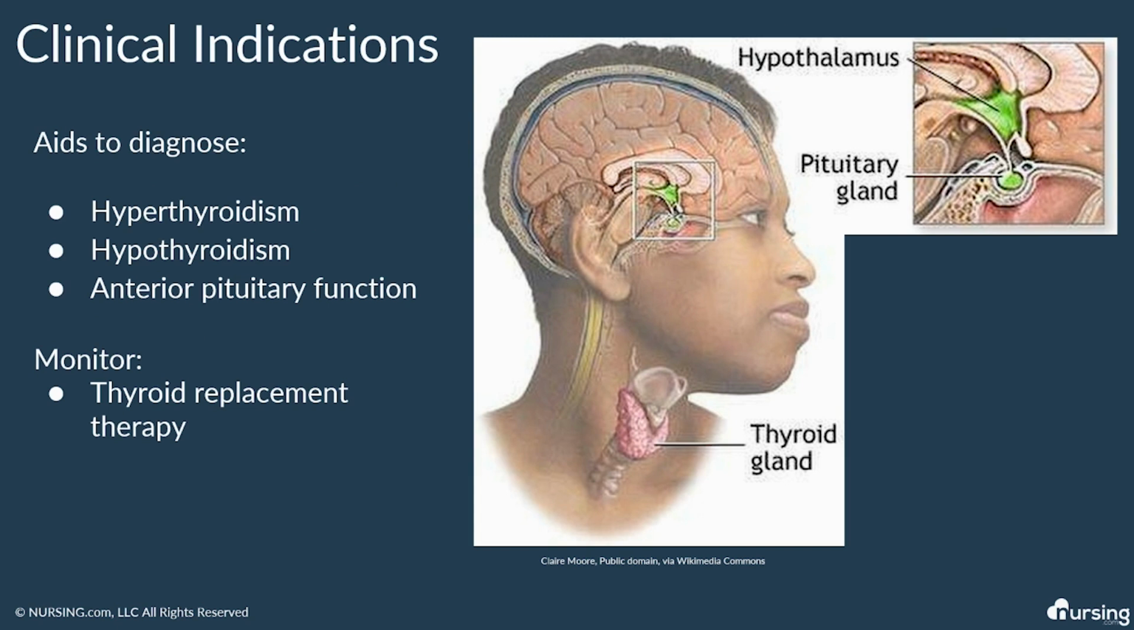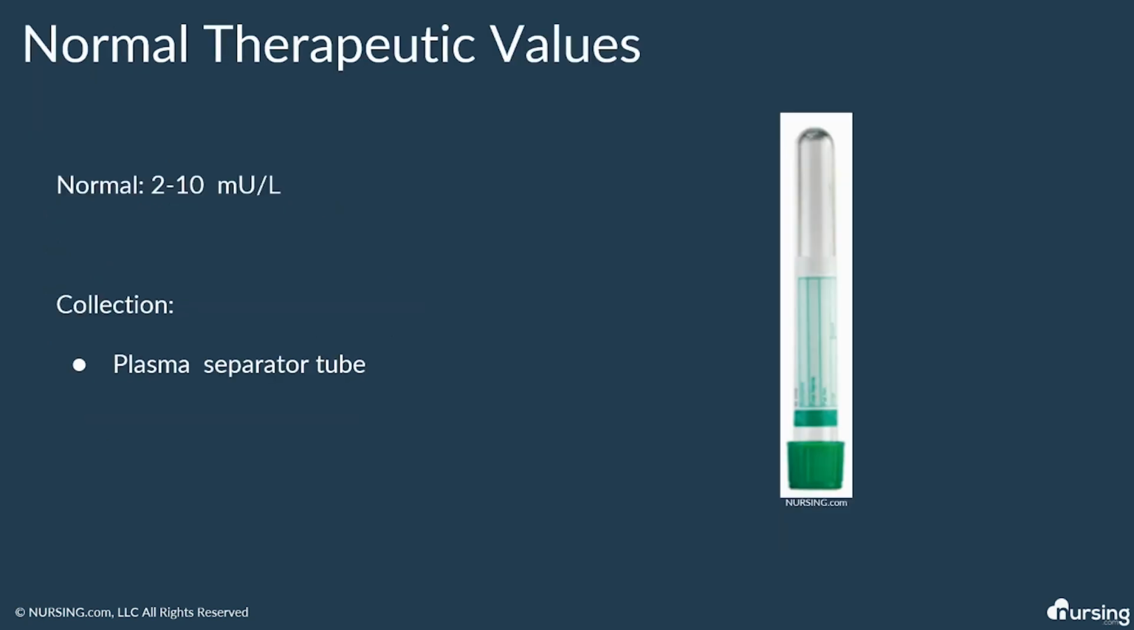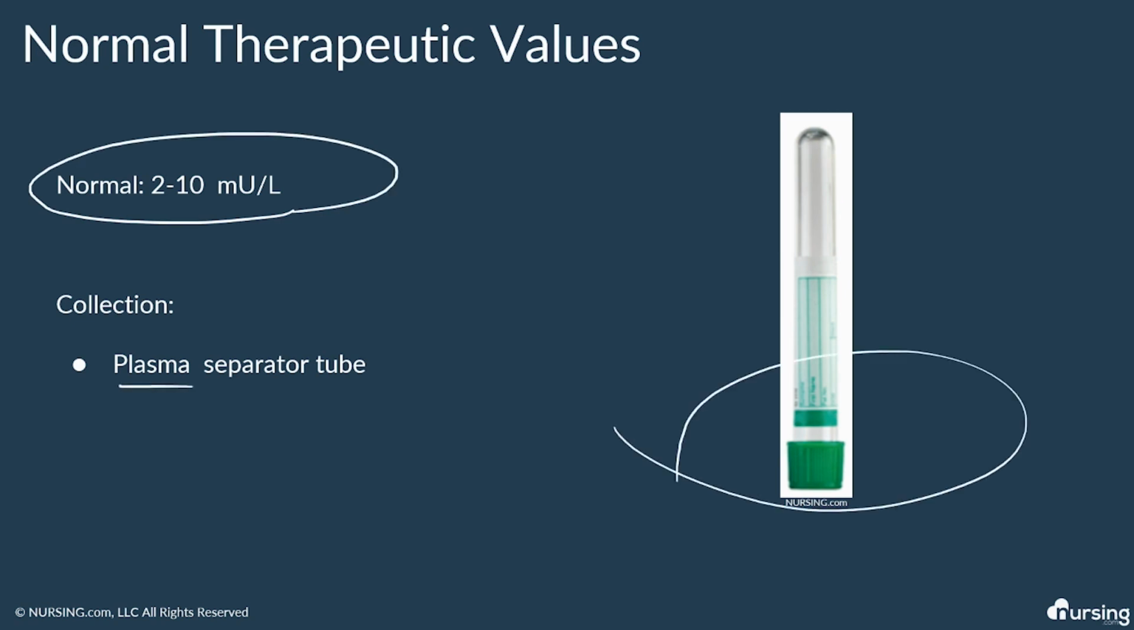This lab is taken to diagnose either hyper or hypothyroidism. It also indicates the functionality of our anterior pituitary, since it is what secretes the thyroid stimulating hormone. It's also measured to monitor thyroid replacement therapy. Normal values are between 2 and 10 milliunits per liter, and it's drawn into a plasma separator tube, a green top like this one.